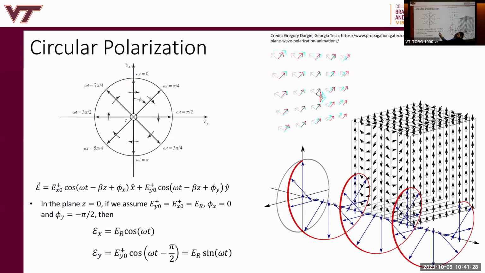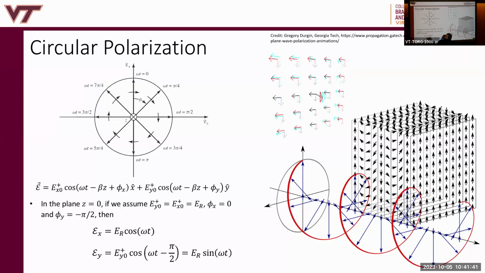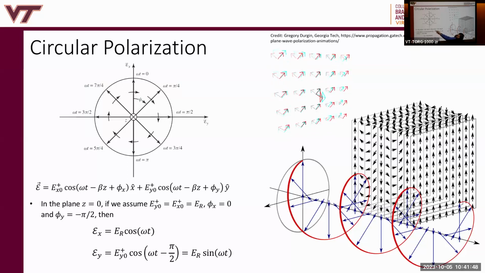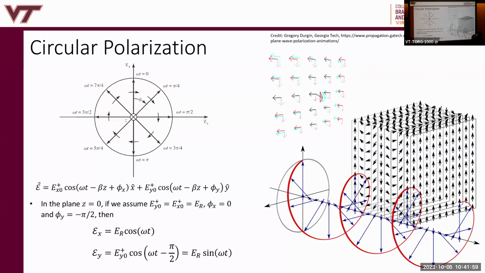But okay, so then we have ER, right? So EX is going to be E right, because they're both called E right. EX naught is equal to E right. Cosine of omega t. We assumed phi X is equal to 0, and we're looking at the Z equal to 0 plane, so it becomes E right cosine of omega t. Here we have EY, which is also E right, right? And then we're assuming that phi Y here is minus pi over 2, so we get cosine of omega t minus pi over 2 because we're looking at the Z equal to 0 plane. So these are our two components.